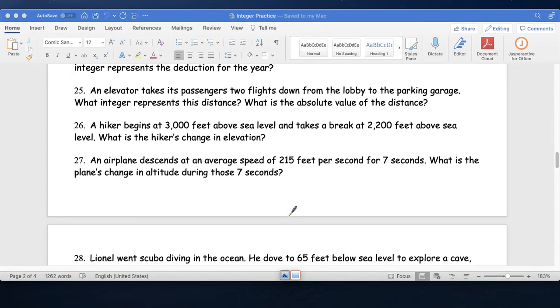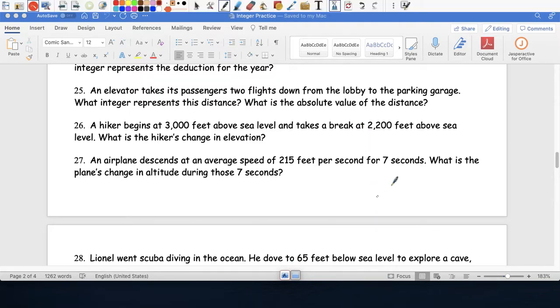25, an elevator takes its passenger 2 flights down from the lobby to the parking garage. Which integer represents this distance? What's the absolute value of the distance? So here is where you are at the lobby. If you go down, you go down 2. So the integer representing this would be negative 2. The absolute value of negative 2 would be 2.